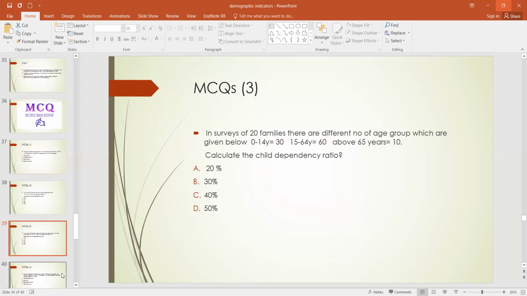In a survey of 20 families, there are different number of age groups which are given below: 0 to 14 years, 30; 15 to 64 years, 60; and above 65 years, the number is 10. Calculate the child dependency ratio.